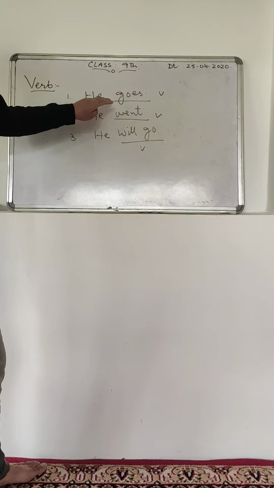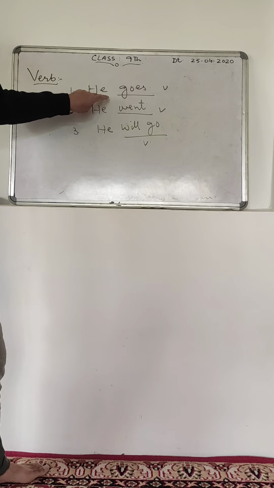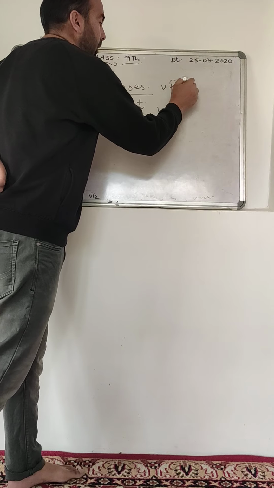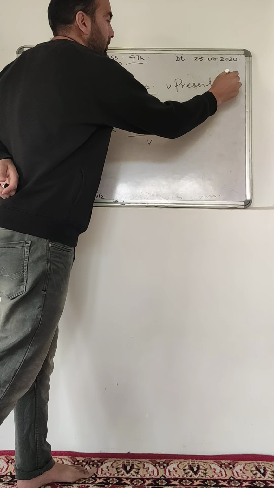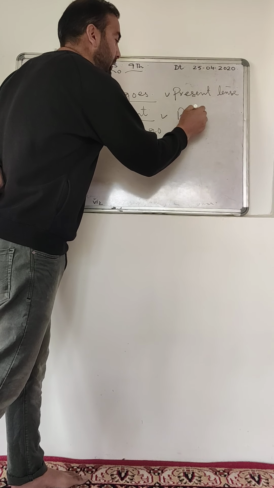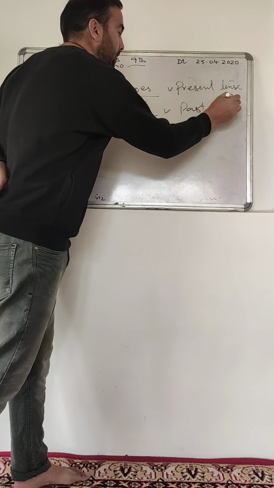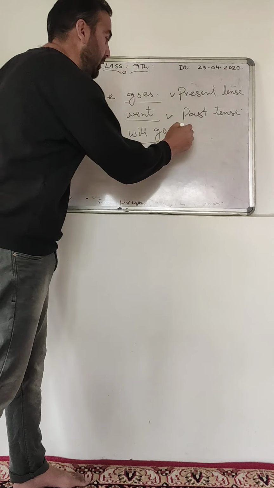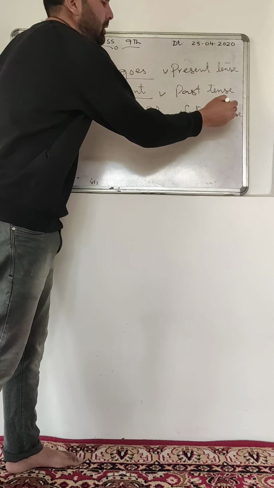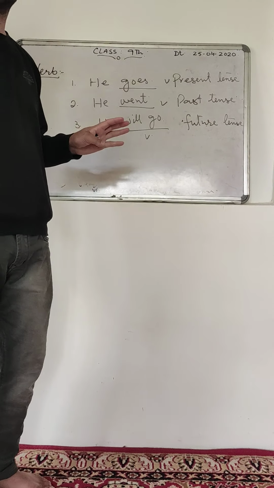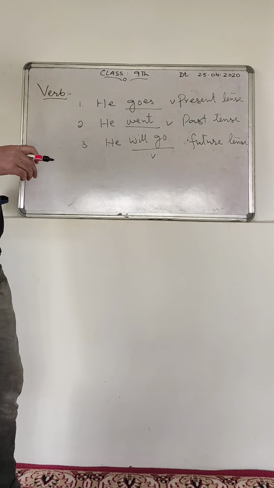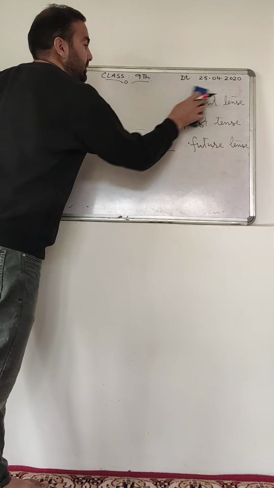So let us see which tense this sentence is having. He goes means वो जा रहा है. It is in present tense. He went, वो गया है. So it is in past tense. And he will go, वो जाएगा. So this is in future tense. So verbs show us the tenses in a sentence. That's why these are referred to as very important parts of speech.